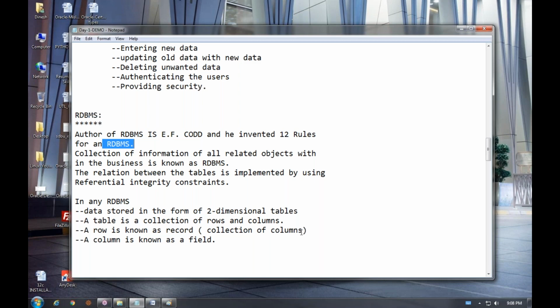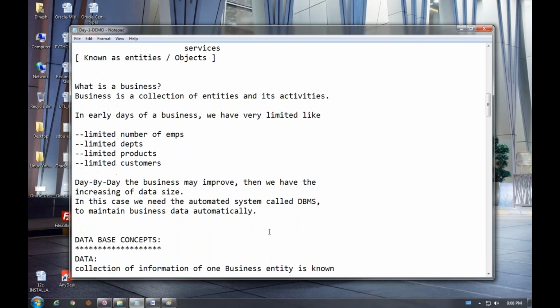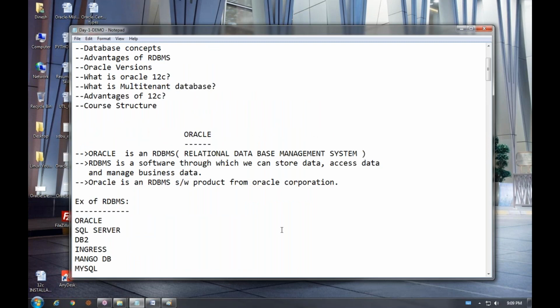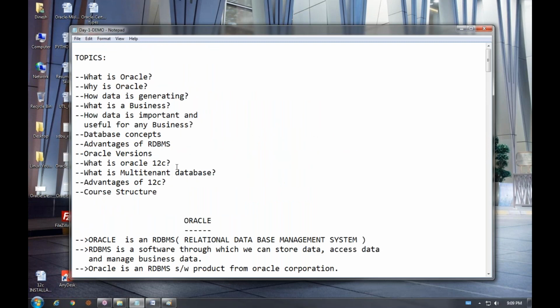This is about what is Oracle and what is the use of Oracle and how data is stored in the database. This is about general information. Now, what is the latest version of Oracle database? Oracle 18c. Remember, Oracle 18c, cloud-based database. 18c is known as Autonomous Cloud Database.